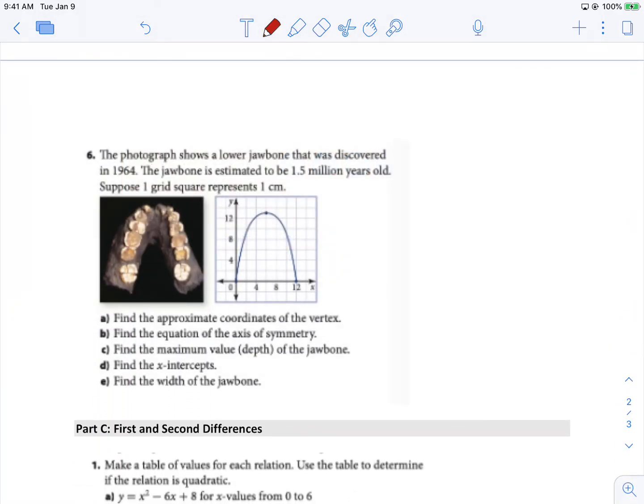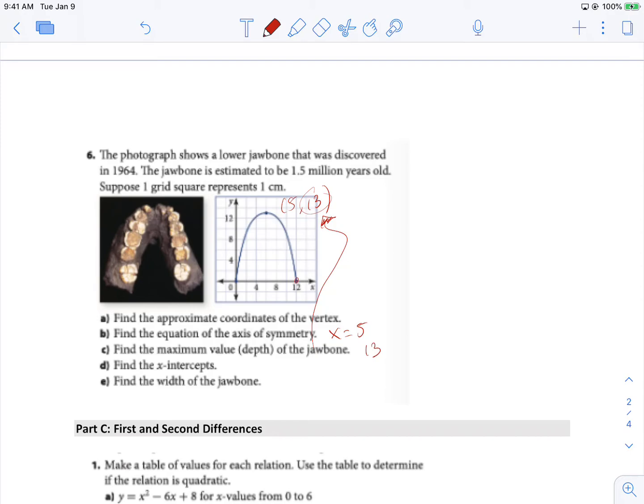Okay, perfect. So find the appropriate coordinates of the vertex. We can do that. This is at 5, comma, and these are going up by 2's. So this would be at 5, comma, 13. Find the equation of the axis of symmetry. Remember, that's just x equals whatever the x coordinate is, 5. Find the maximum value. The maximum value is whatever the y coordinate is, because that tells us the highest it ever got. The highest it ever got was the vertex, 13. So we could say 13.